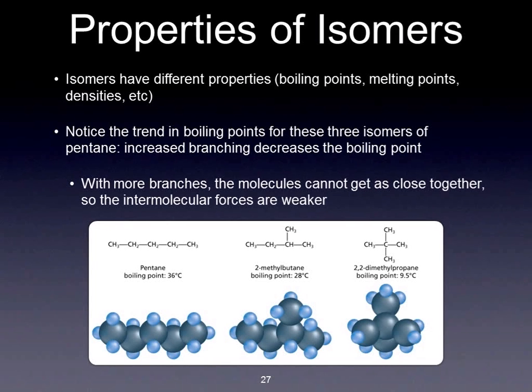Here are shown three isomers of pentane. They all have 5 carbons and 12 hydrogens, but notice how the boiling point decreases as more and more branches are added to the parent chain. That's because the branches get in the way of the intermolecular forces between these molecules. So not as much energy is needed to overcome that attraction to turn the liquid into a gas.